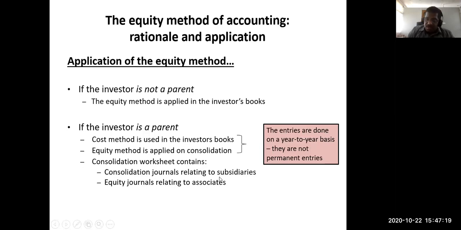Consolidation worksheets relate to the subsidiaries, and the equity entries relate to the associate. The entries are done on a year-to-year basis. They are not permanent entries. You have to remember, in the consolidated financial statements we don't put permanent entries. We just put temporary entries done on a year-to-year basis, not on a permanent basis.